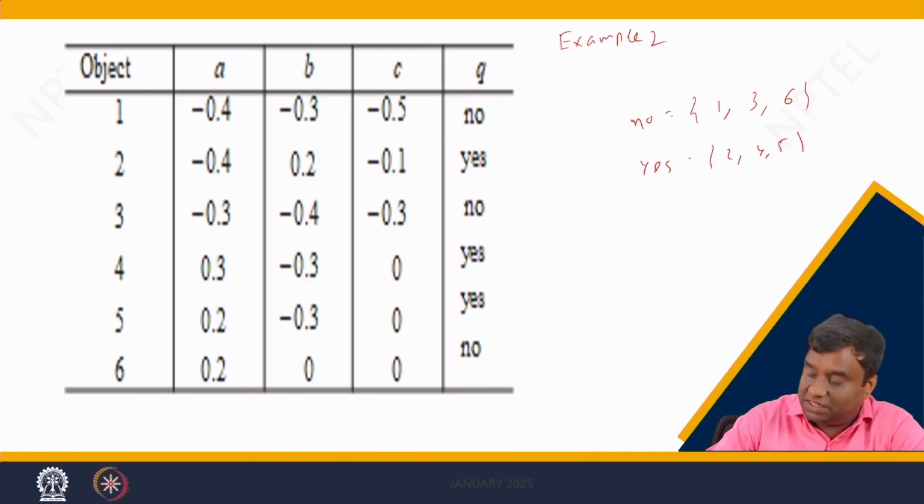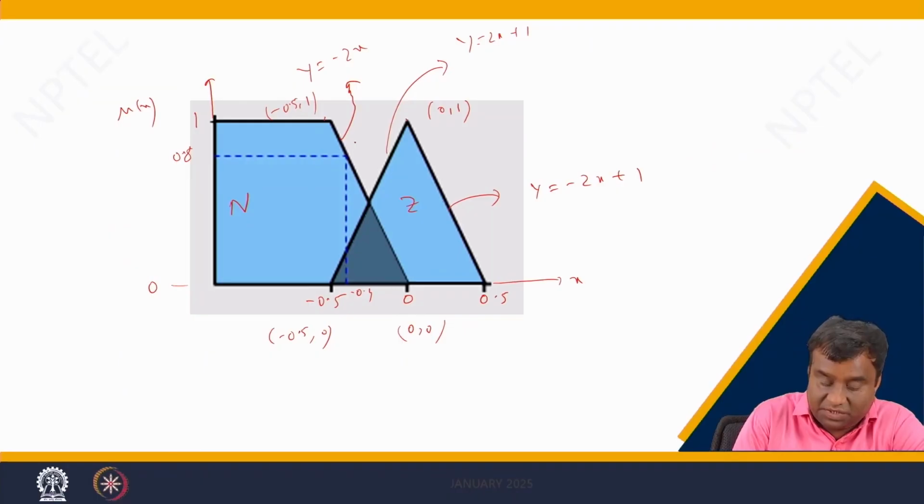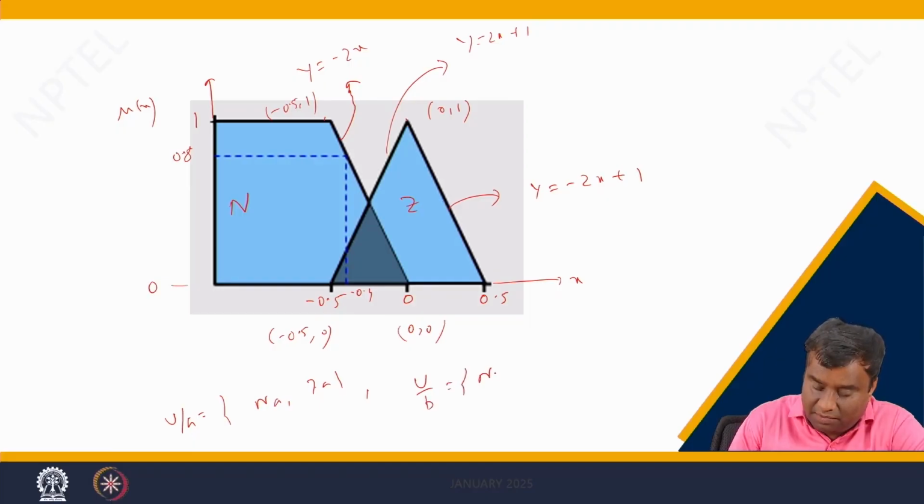Now we introduce the fuzzy sets. So here the fuzzy frequency is there. This represents N, this represents Z. So we'll find that A becomes NA and ZA. So U by A becomes NA and ZA. Similarly, U by B, you will get U by B as NB and ZB, like that.